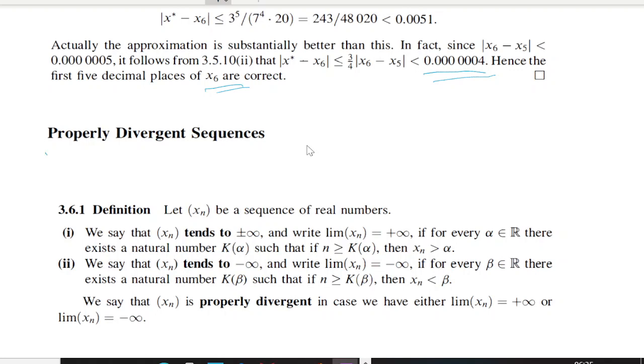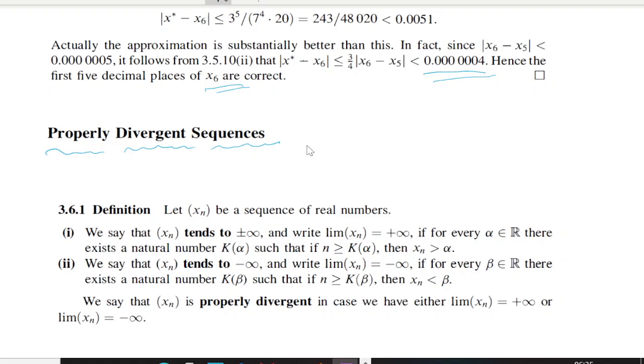Next definition is properly divergent sequences. Definition: let Xn be a sequence of real numbers. We say that Xn tends to plus infinity and write limit of Xn equal to plus infinity if for every alpha belonging to R there exists a natural number k alpha such that if n is greater than or equal to k alpha, then Xn is greater than alpha.